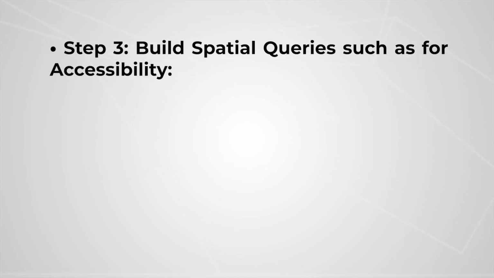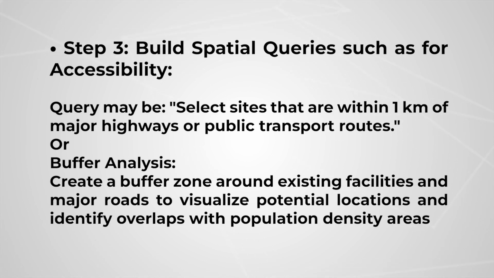Finally, the third step is to build spatial queries, such as for accessibility. The query may be: select sites that are within 1 kilometer of the highway or public transport routes. Or go for buffer analysis. That means create a buffer zone around an existing facility, that may be a road or any other facility, to visualize the potential locations and identify overlaps with population density areas.